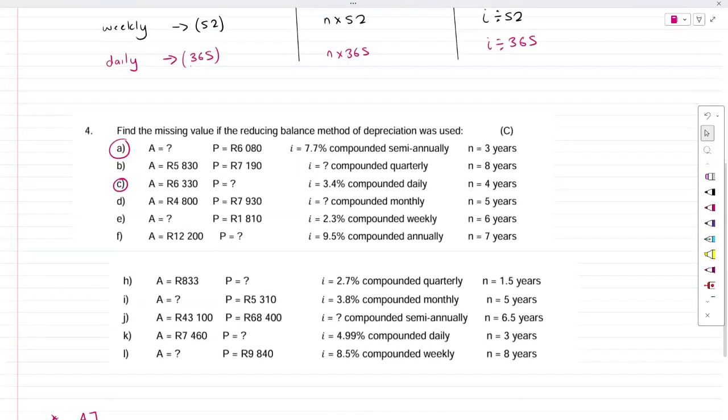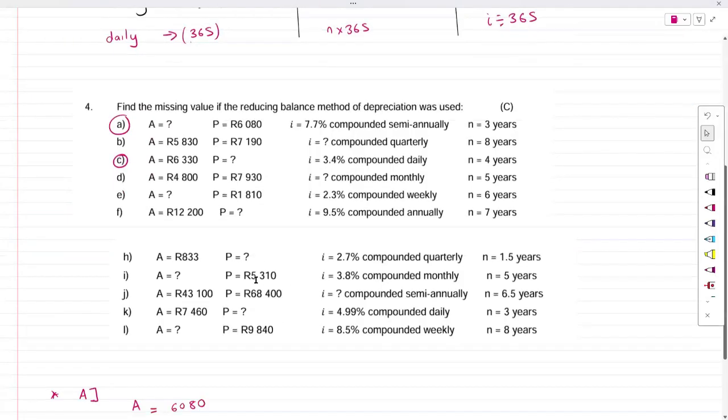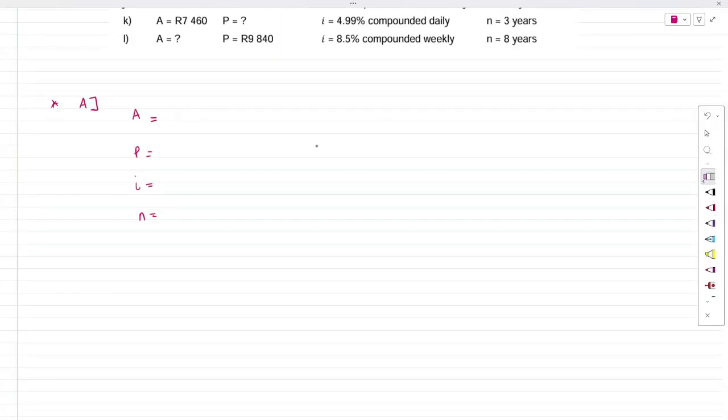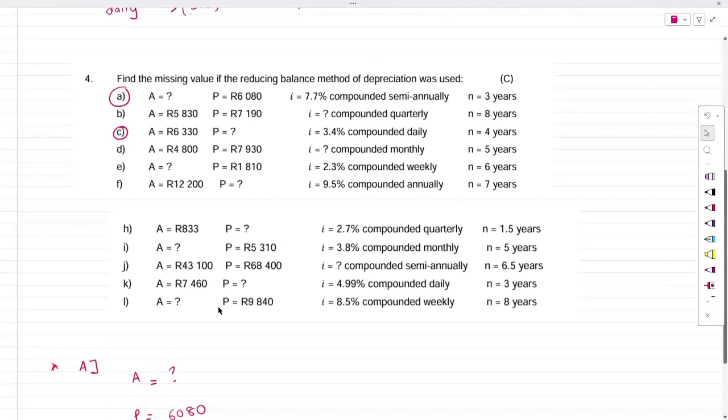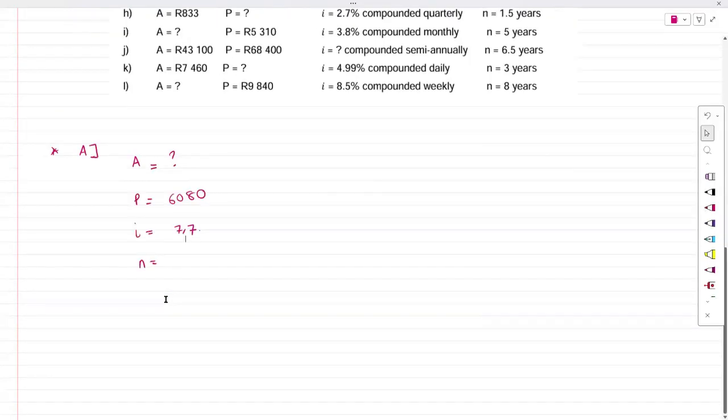P's value is 6,080. A's value is unknown. I is 7.6%. And N. So let's go with 7.7% compounded semi-annually. 7.7%. And N is 3 years.